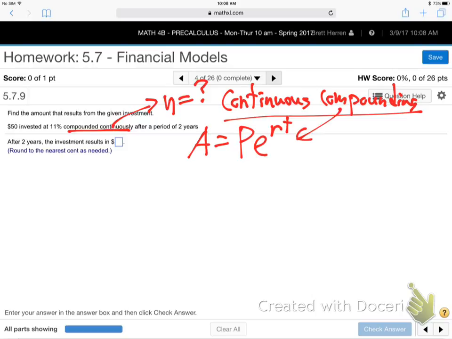So how do you know which of the two formulas to use? If they have continuous compounding, you use the PERT formula. If they have any other kind of compounding, you use the other formula we've been using. So now the rest is the same. Just A equals P, the principal is 50. The E is just E. R is 0.11, and T is 2 years. So hit the buttons on your calculator.